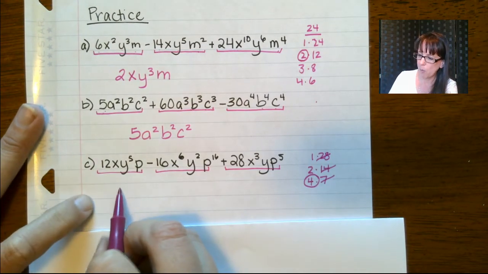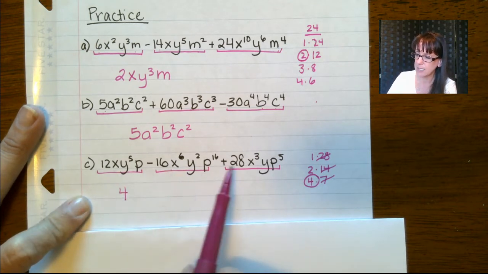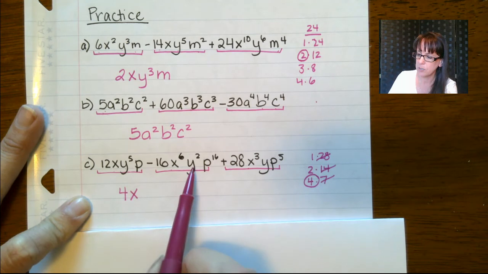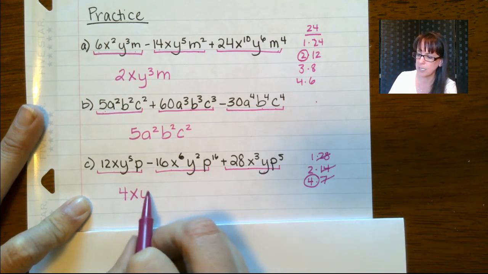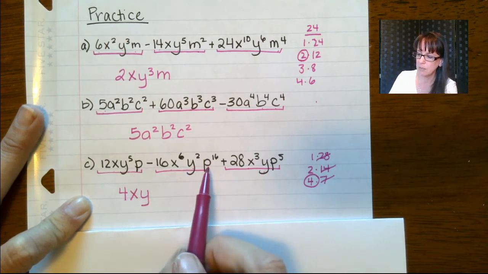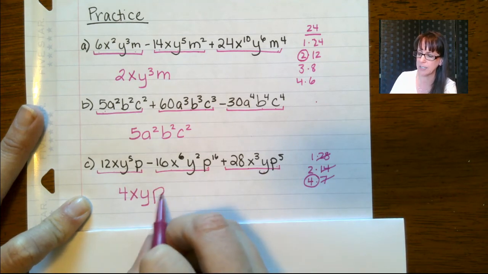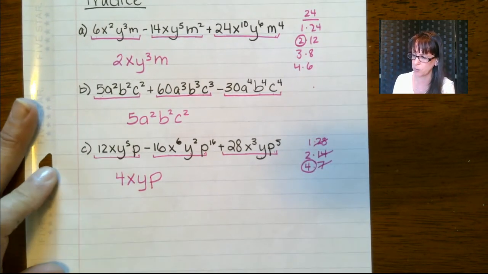So we've got 4, and then we have 1 x, 6 x's, 3 x's. So 1 x is the most we can take out. 5 y's, 2 y's, 1 y. So the most we can take out is 1 y. 16 p's here, 5 p's here. The most we can take out is 1 p. Let's just double check I got all those right.